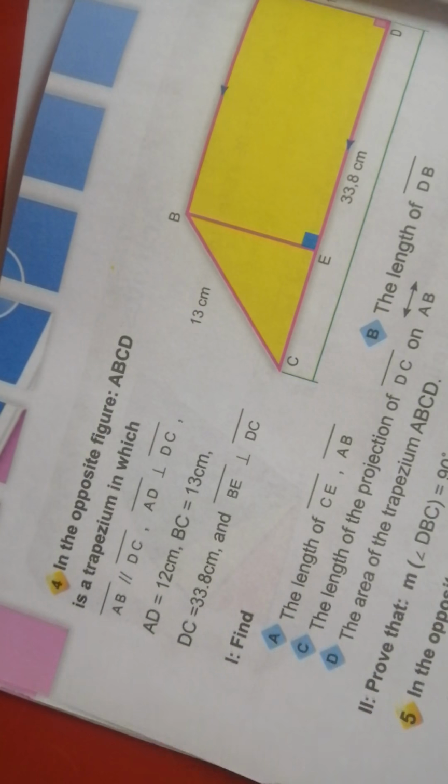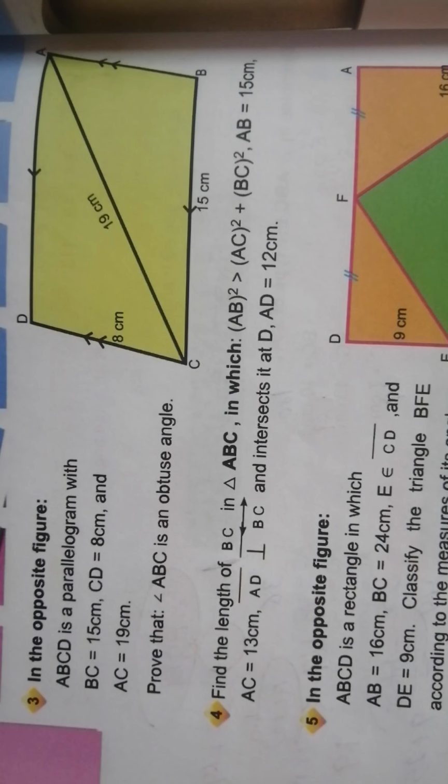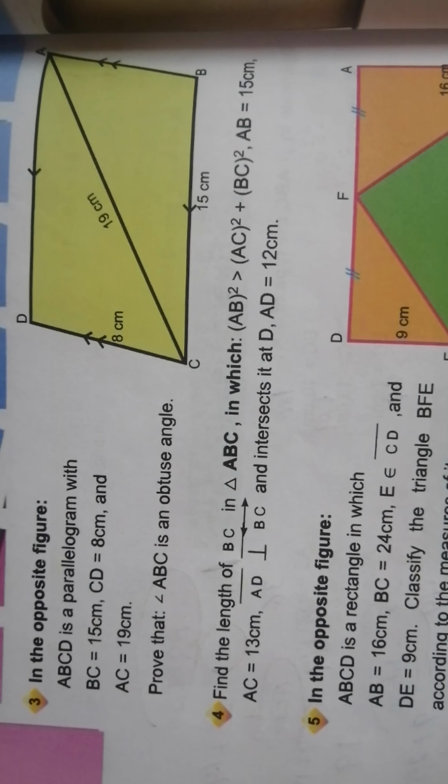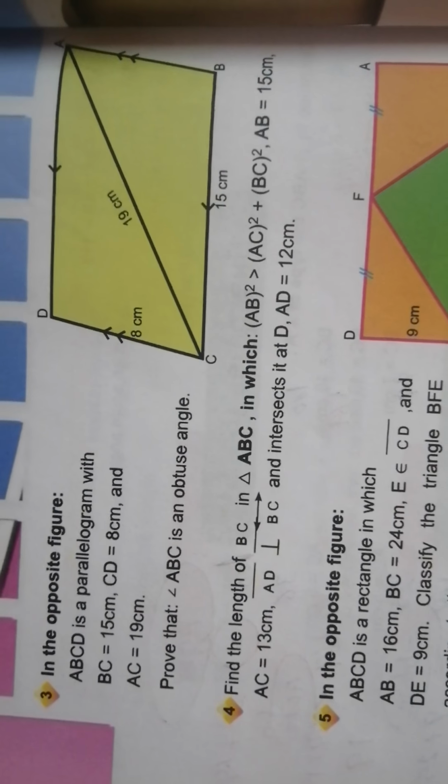Unit 3 maybe. Now it's unit 5. And page 96, let's open our box on page 96 and let's start with number 3.